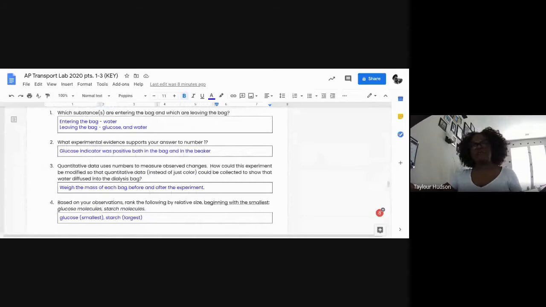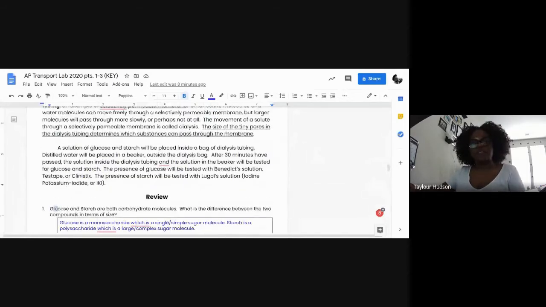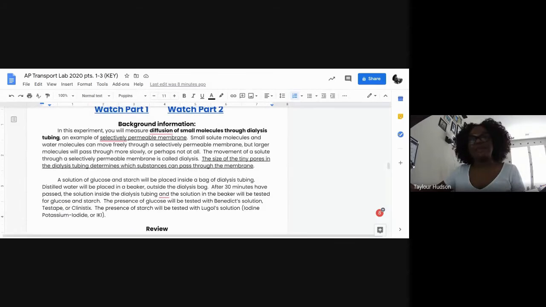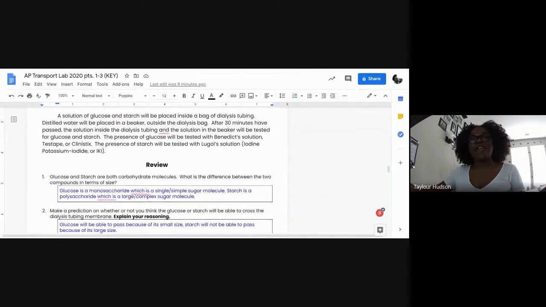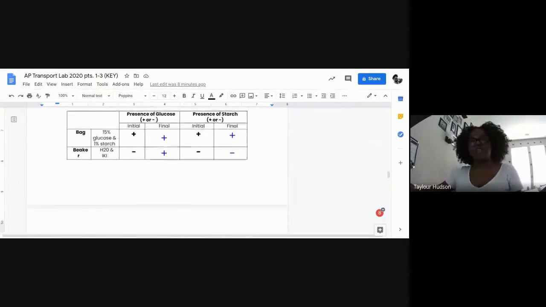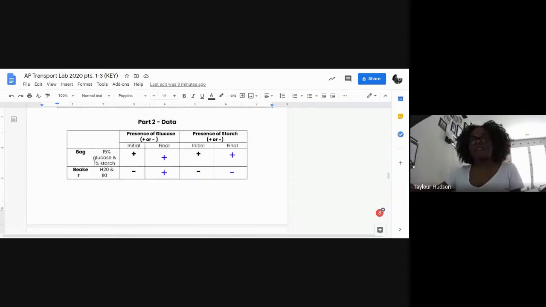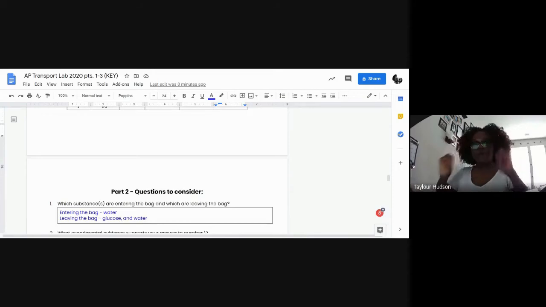All right, and then there really wasn't any problems with part 2 with diffusion. The biggest thing here was remembering that glucose is a monosaccharide and starch is a polysaccharide. So in terms of sizes of molecules, glucose is a smaller molecule and starch is a much larger molecule. So glucose is going to be able to get in and out of our cell membrane, which in this case was being represented by a dialysis tubing, but the starch is too large to get in and out of the membrane. So at the end of the experiment, you would have glucose on both sides, in the beaker and in the bag, but starch will just remain in the bag because it's too large to pass through our cell membrane, our dialysis tubing.